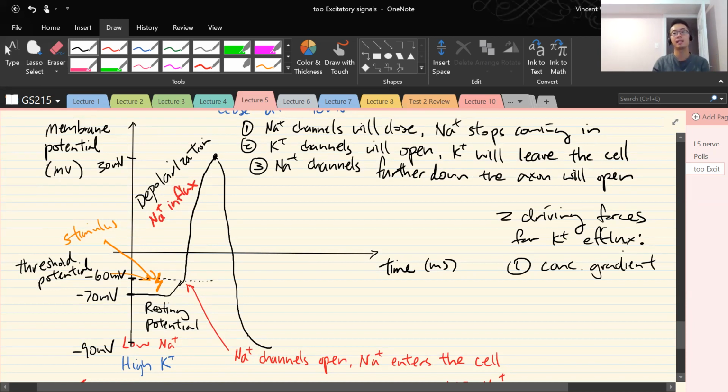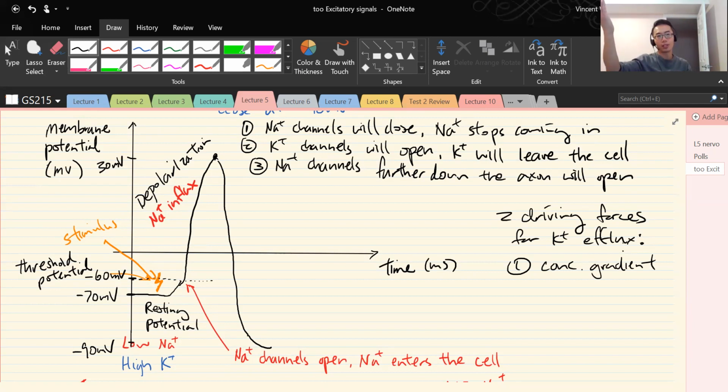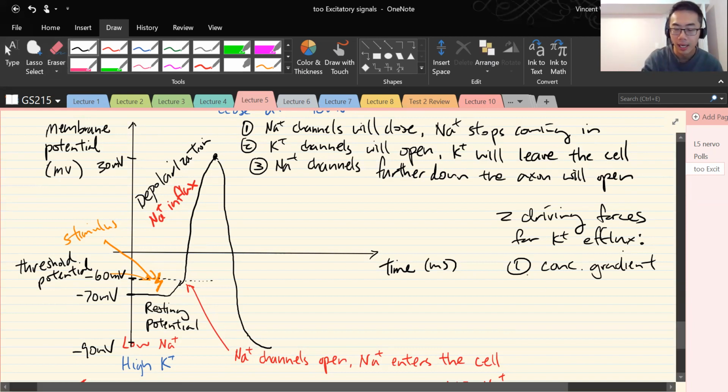Right? That part is easy to understand. You have a lot of potassium on the inside. You don't have a lot on the outside, so they want to go out. We knew that since the beginning. Okay, so that's going to push some of the potassium out.